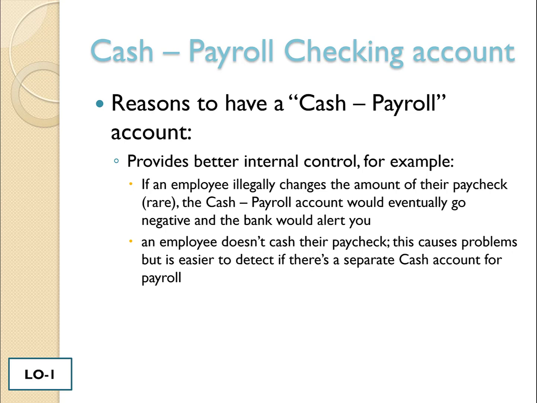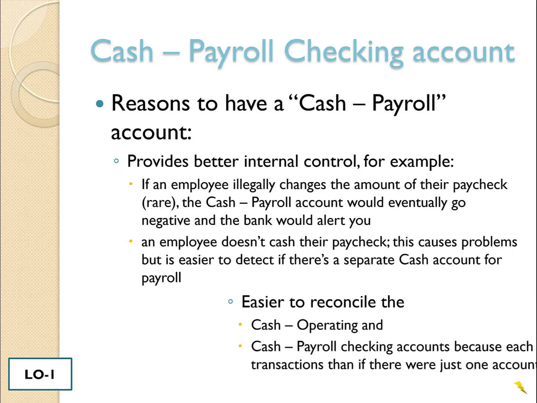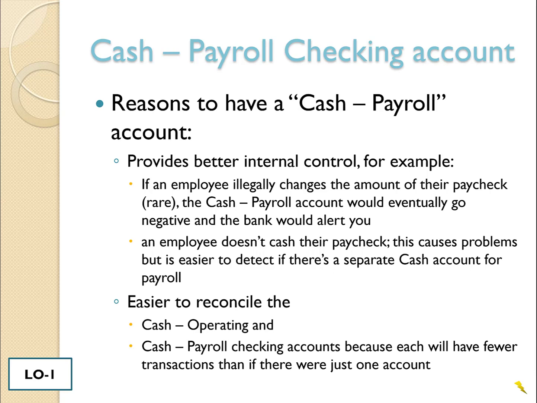Another reason to have a separate cash account is it's easier to reconcile your checking accounts. So at the end of every month, you're going to get a bank statement for all of your checking accounts, and you have to reconcile them. What this reconciliation process means is you're going to compare the bank statement to the transactions that occurred in that particular checking account. Now, if you split up your checking account so that there's one for cash operating, one for cash payroll, then each one will have fewer transactions and would make doing this monthly reconciliation much easier.